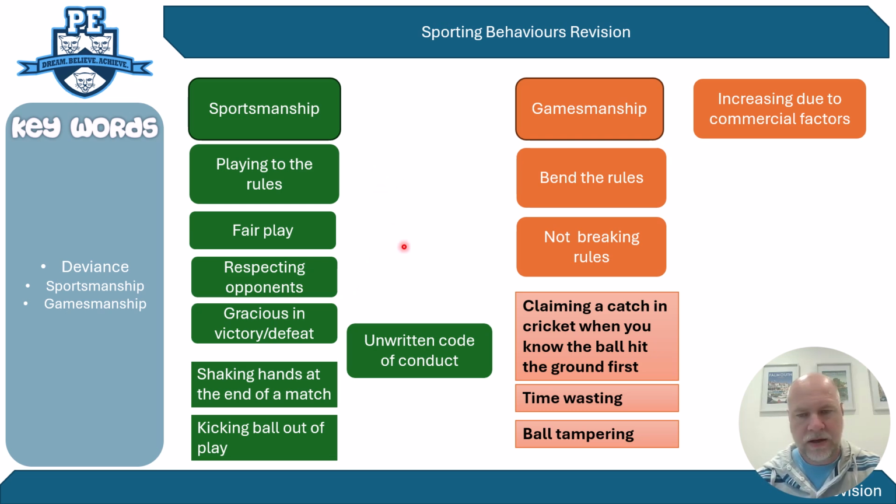Now, there are some other points that you could link into. We've got the examples here: shaking hands at the end of a game for sportsmanship, kicking a ball out of play if someone was injured, and these examples that I've taken from the exam board spec. So claiming you've caught a cricket ball when you know it hit the ground first, time wasting, ball tampering, and so on and so forth. Now, the stretching and challenging points you might want to make, if it was a 9 marker, for example, or a bigger question.